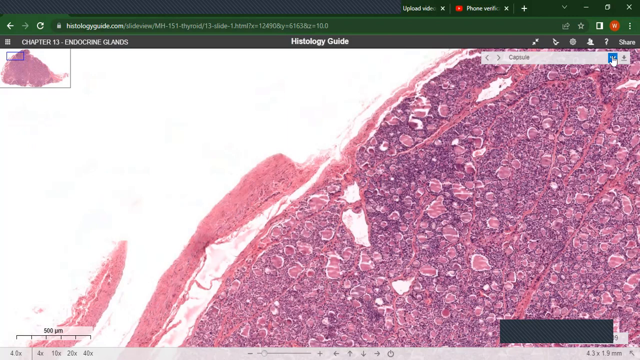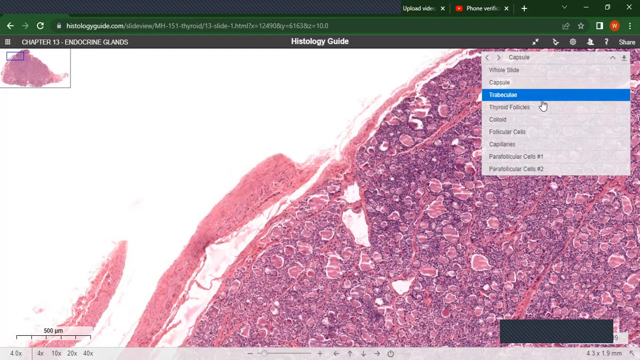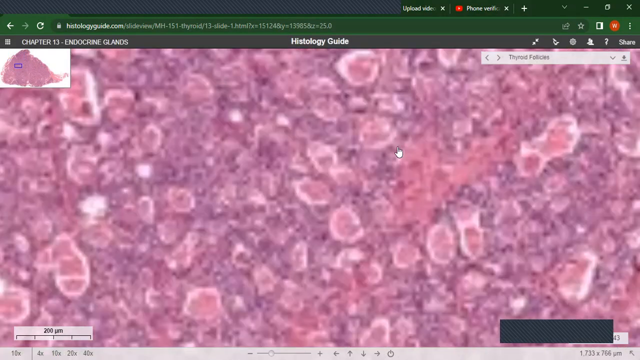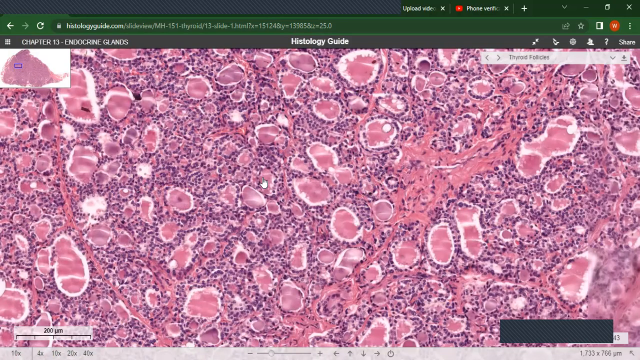So we can look at the follicles, the thyroid follicles. Here you can see some aggregations of follicles like this. This is a follicle. This whole thing is a follicle. This is another follicle. Also, this is another follicle. So the follicles are made up of follicular cells which surround a follicular cavity.